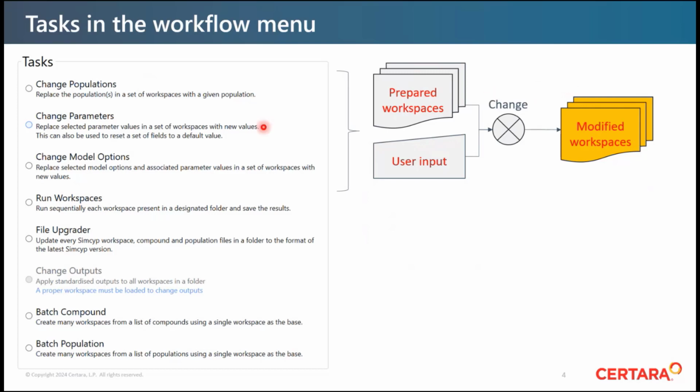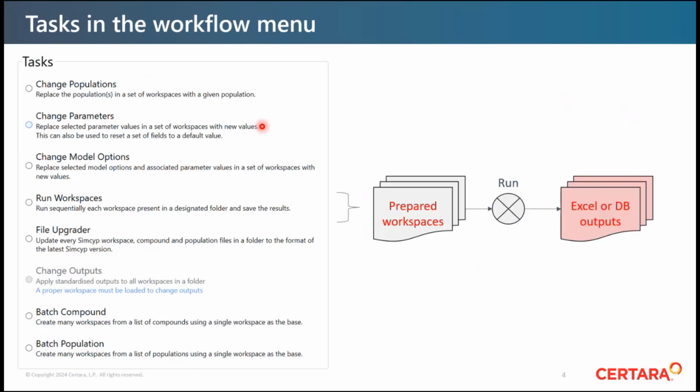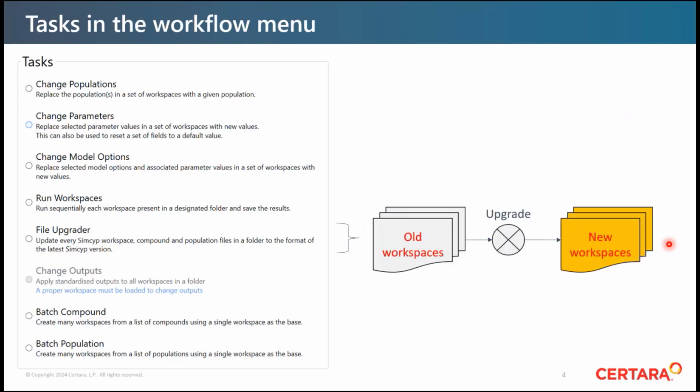You can also run workspaces. You have prepared workspaces, and you will run them automatically. And you will be able to output to Excel or database files on your disk. The next one is the file upgrader. This will take your workspaces in versions previous to version 23 and will update them to version 23. When we move to version 24, you will be able to update to version 24. This is similar to running workspaces.